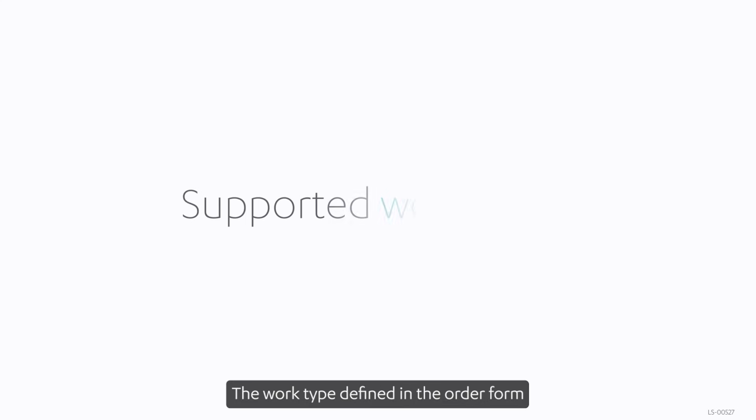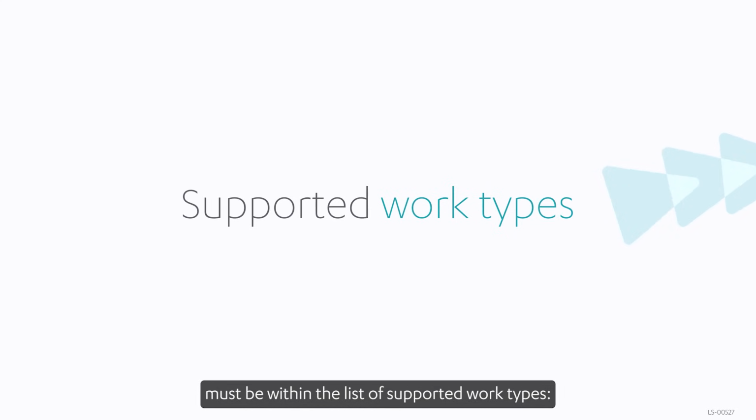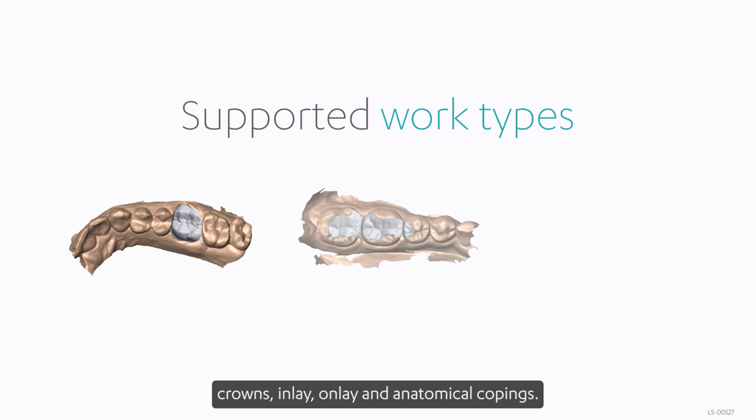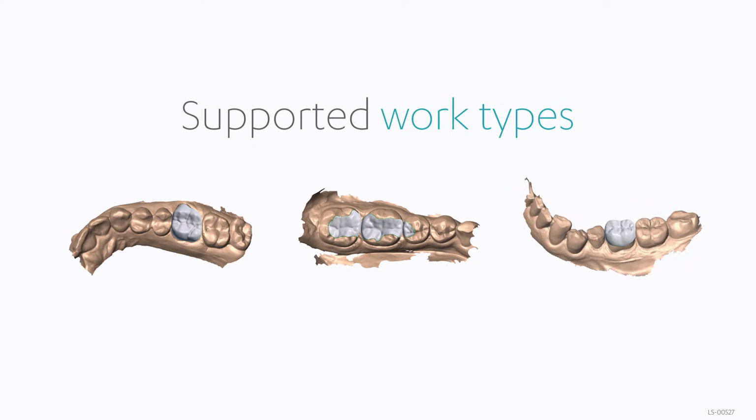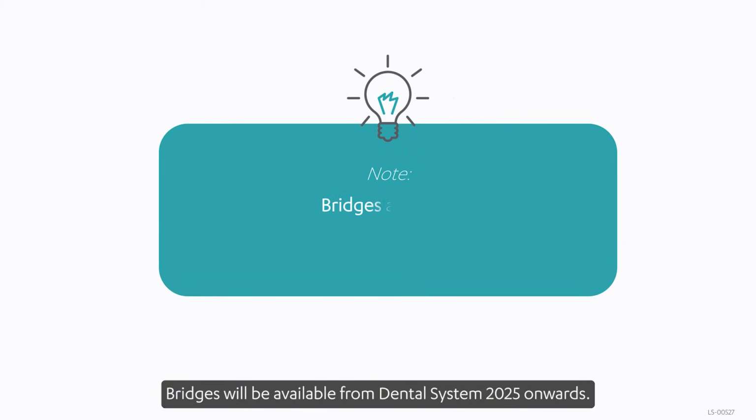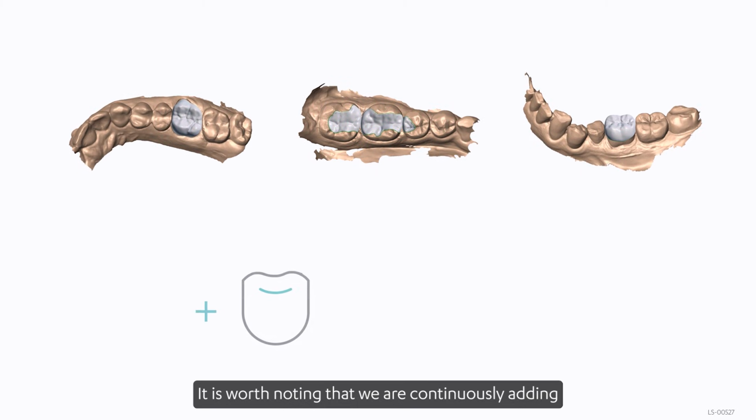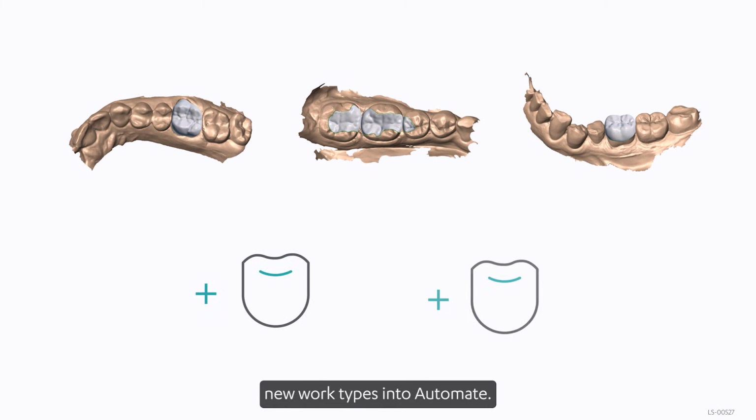The work type defined in the order form must be within the list of supported work types: crowns, inlay, onlay, and anatomical copings. Bridges will be available from Dental System 2025 onwards. It is worth noting that we are continuously adding new work types into Automate.